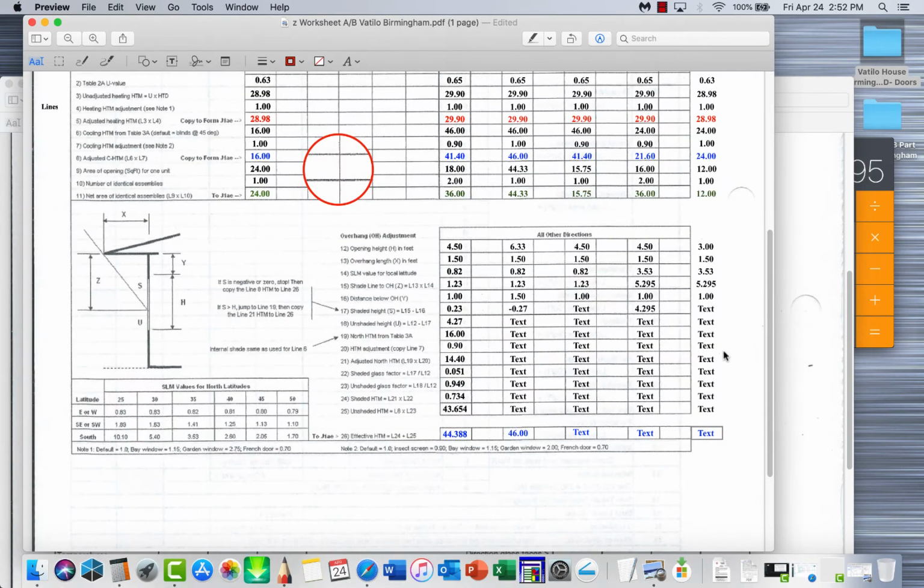Now since we moved the house to Birmingham, Alabama, our numbers are coming up a little bit different. Our shade height is still less than our height. So 4.29 is less than 4.50 right here. This is the height of the window, so we're still partially shaded, but there's still a little bit of the window that's still there. So this calculation here is going to hold true, and we would just keep moving along with the next one, which is line 12 minus line 17. So 4.50 minus 4.29.